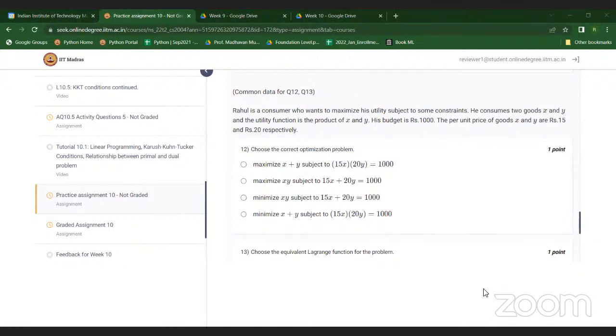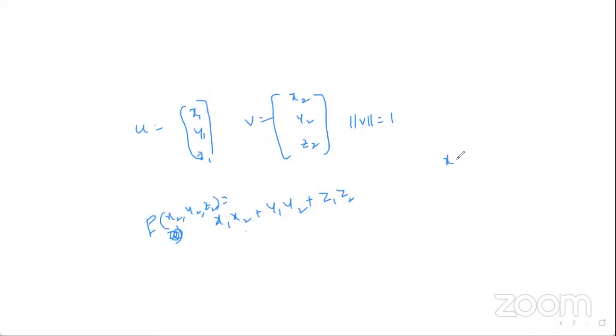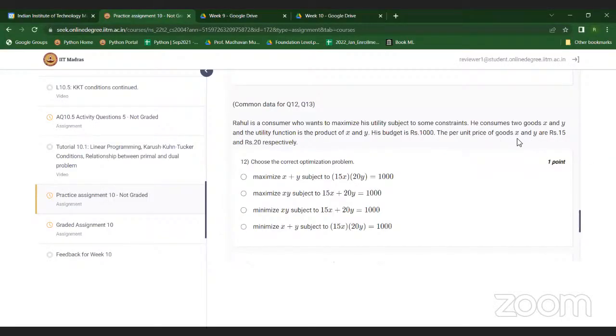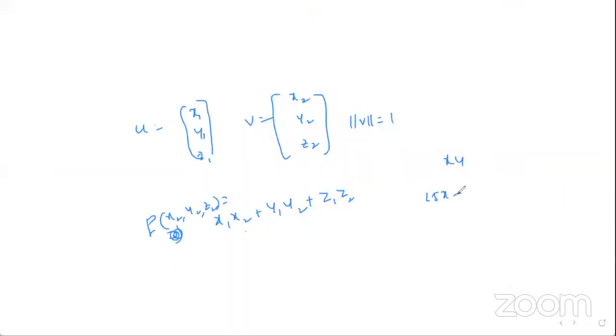Correct. So they mentioned that the utility is equal to what? XY, correct? And then what's the condition we have? The prices, right? The total budget he has is 1000, and the per unit prices are 15 for x and 20 for y. So it should be 15x plus 20y, which is less than or equal to 1000. And x is greater than or equal to 0, y is greater than or equal to 0. That's implied anyway.